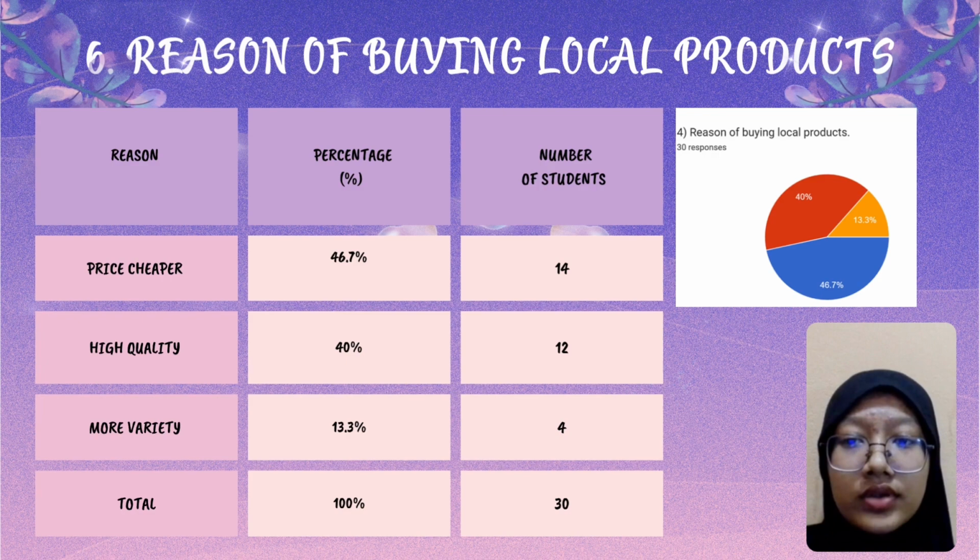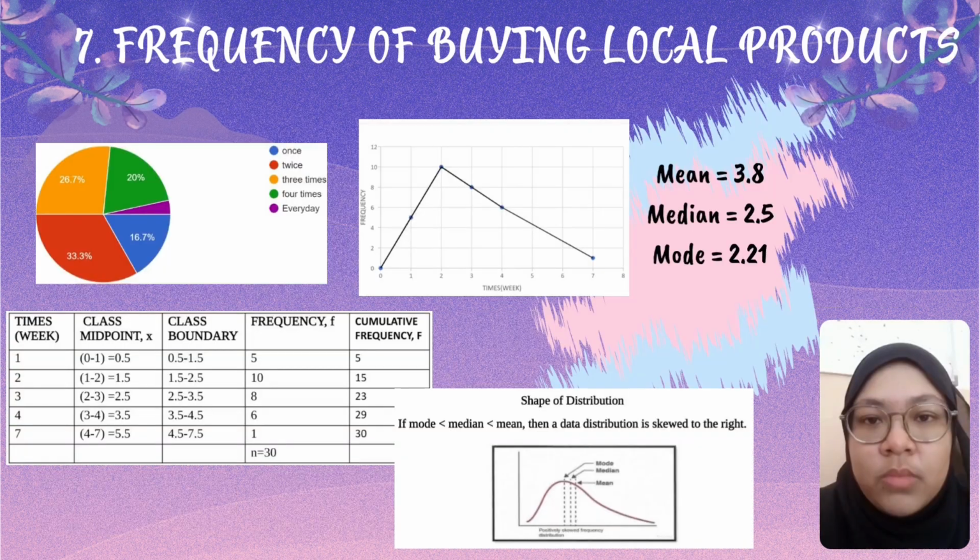For the sixth question, there is the reason for buying local product. 46.7% of students choose cheaper price as the main reason they buy local product, followed by high quality with 40% of respondents, and the least chosen reason is more variety with only 13.3% of respondents.